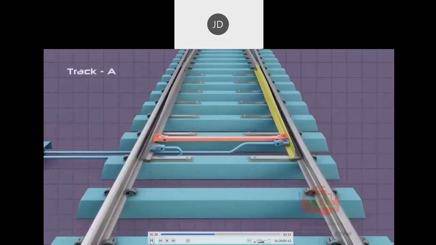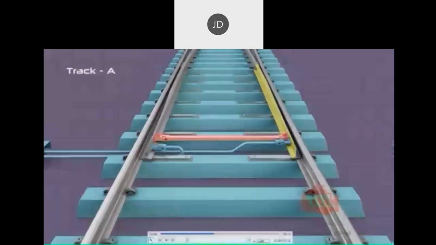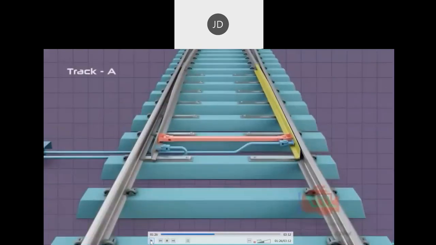So basically, how can a train change its direction? Now you can see, this point rail can be moved in either direction, left or right, with the help of this switch motor and the switch point. At this position, we can see a position where this rail is closer to this rail, and this point rail is now some distance apart from this rail.